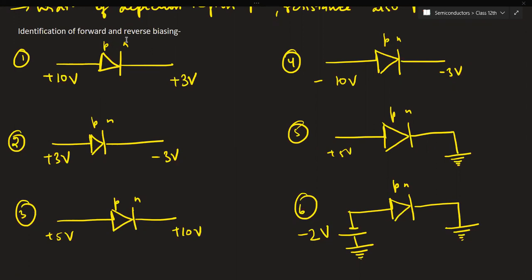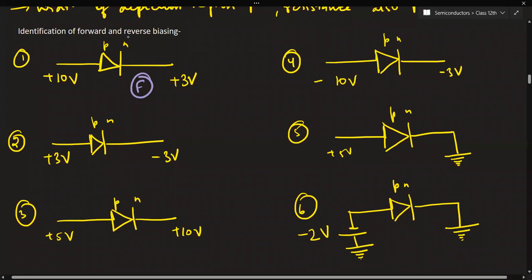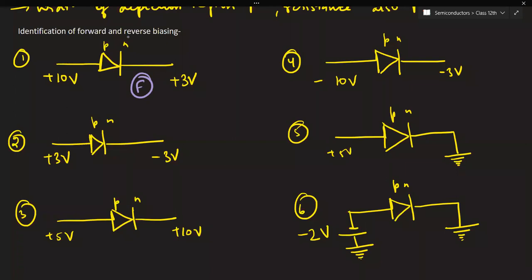Yes, class. Look at this first example. Here, what is happening? 10 volt and 3 volt. So 10 volt is the higher voltage, and P is connected to the higher, so this is forward biasing. Look at the second case, plus 3 and minus 3. Plus 3 is greater than minus 3, so this is also forward.